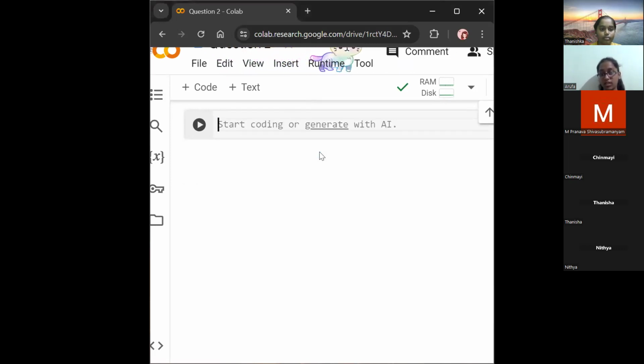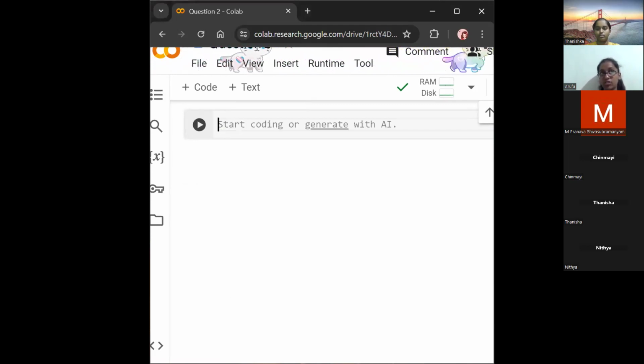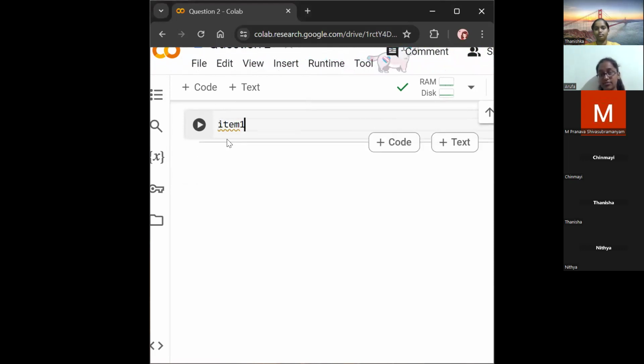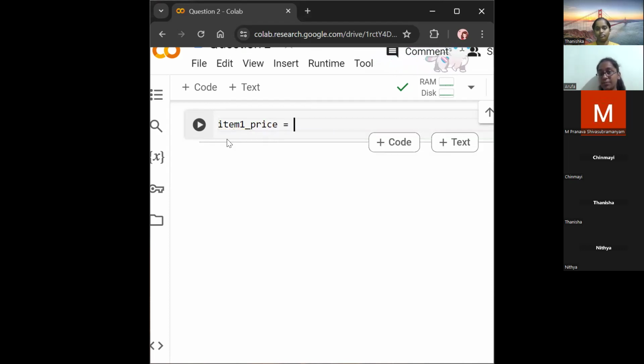Yes. So here the question is: calculate the total money for the groceries. First, we'll take only 2 grocery items. Then we should find the total of those groceries. The hint is that we should use both addition and multiplication. So item 1 price: we'll write the price of the first item, that is 2.50.